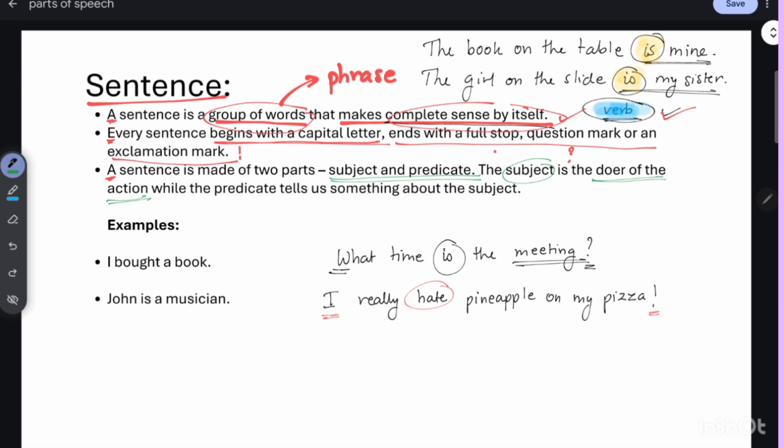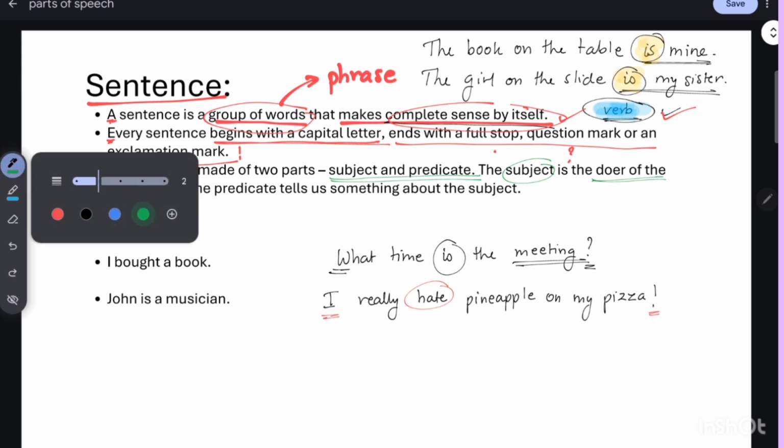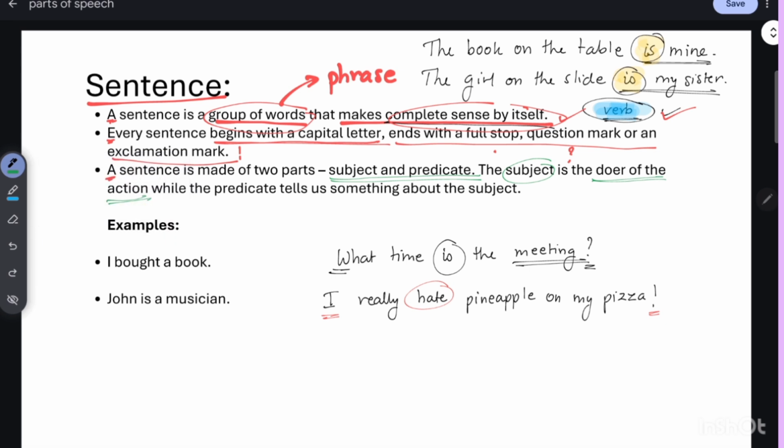We will use the same examples. So, I bought a book. Who is the doer of the action? I am the doer of the action, right? So, I here will be the subject.